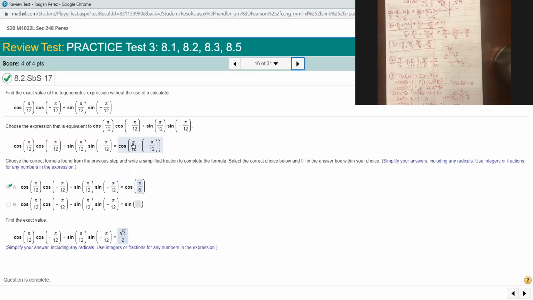And on my paper, I actually did it. My double negatives both became positives. So I got 2 pi over 12, which is the same thing as pi over 6. And so for part A down here, that's why I plugged in cosine of pi over 6. And then cosine of pi over 6 is square root of 3 over 2. So that one was pretty easy.